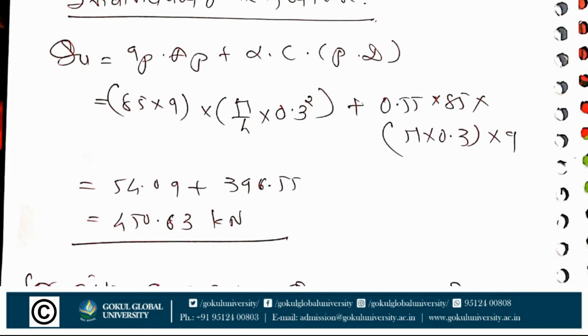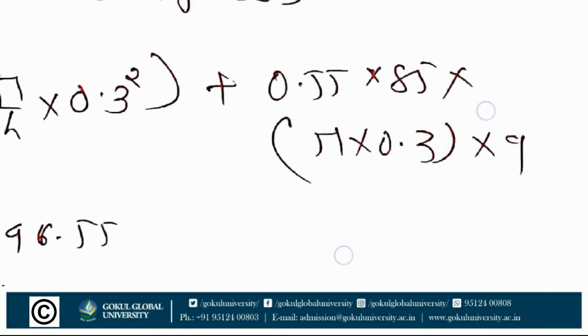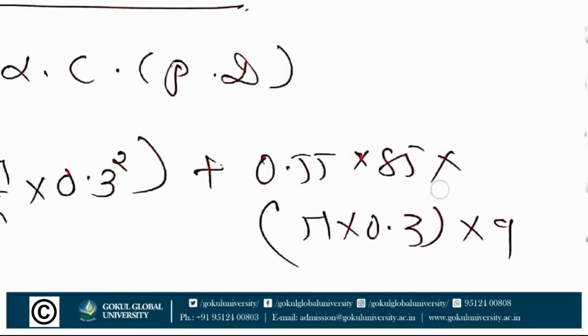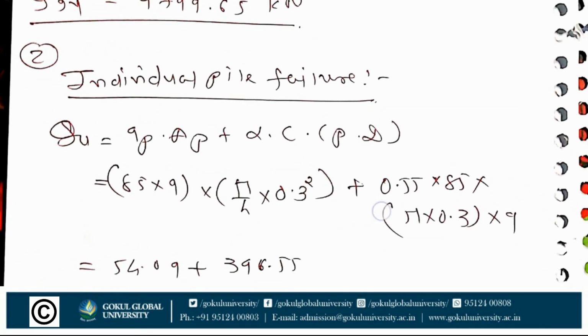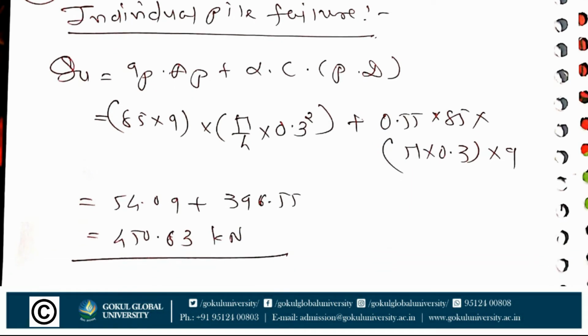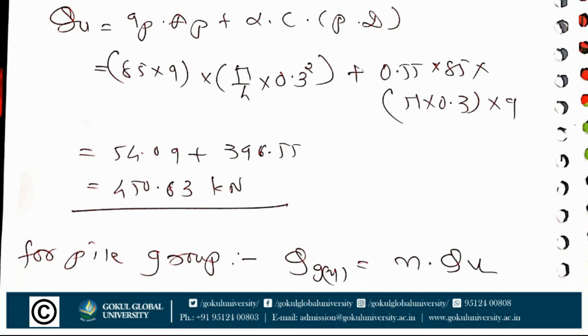C is given 85. P, perimeter of pile, is equal to pi into D. D is already given 0.3, and D is the 9 meter long pile. So put this value and we will get individual pile failure QU is equal to 450.63 kilonewton. Okay.